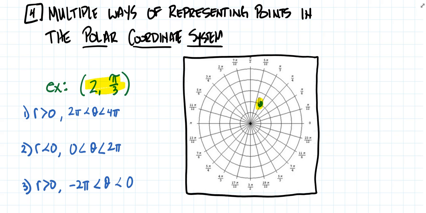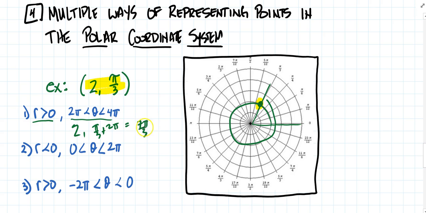The first way that we're going to do it is with the constraint that we want r to be greater than 0, but we want the angle to be somewhere between 2 pi and 4 pi. Well, that's pretty straightforward. All that we would do is go around, and then I would just simply go around again. That would give me the point 2 comma pi over 3 plus another 2 pi, which would give me 7 pi over 3.